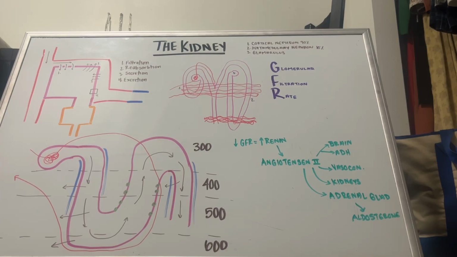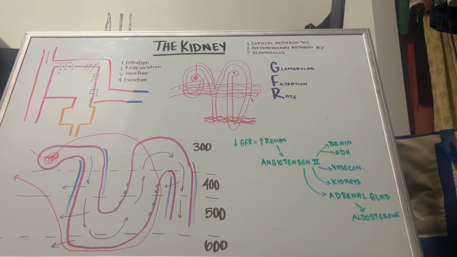There are lots of pressures involved in filtration. The main outward pressure forcing blood through the glomerular filters is the hydrostatic pressure of the glomerulus, which is carefully regulated between 50 to 55 millimeters of mercury. Glomerular capillaries have significantly higher pressure compared to most other capillary beds, which is necessary for filtration.